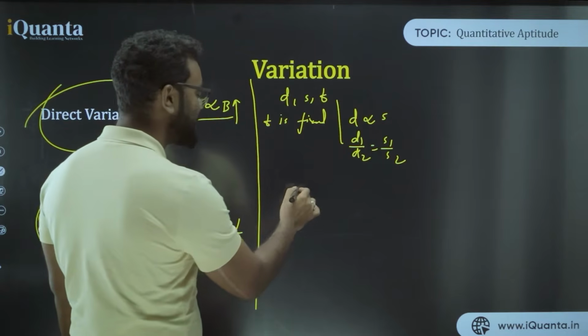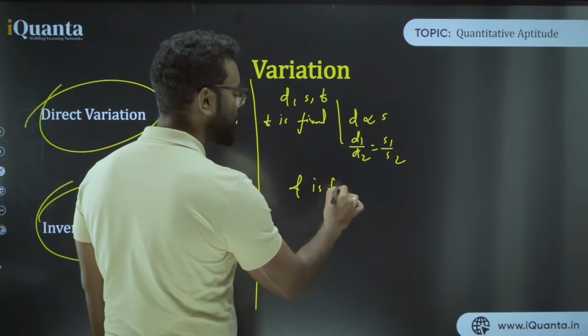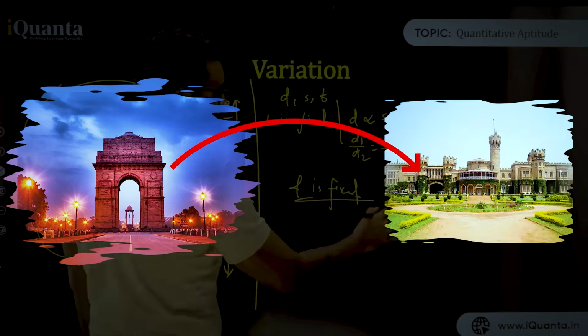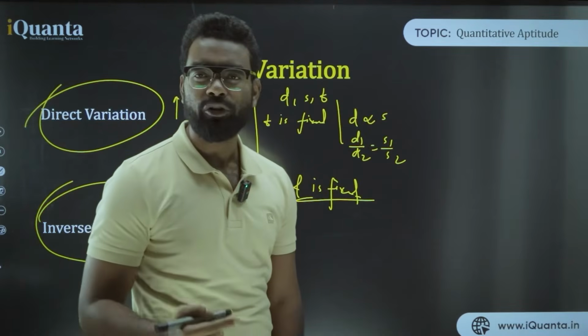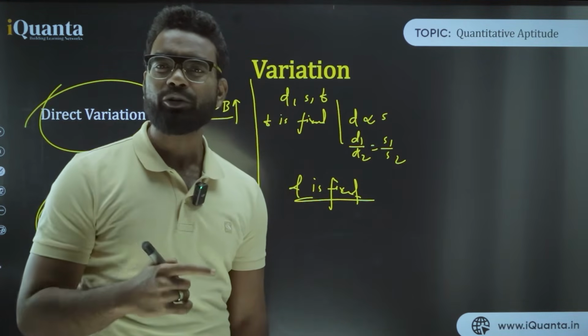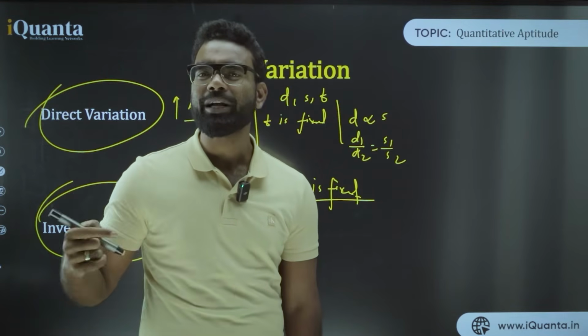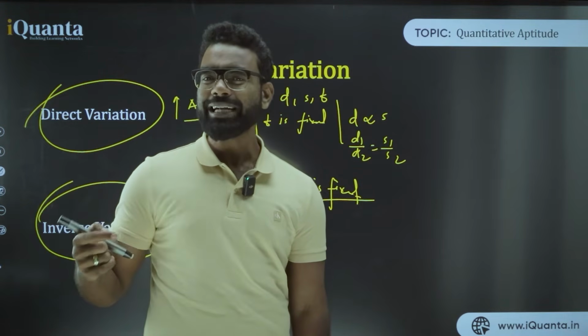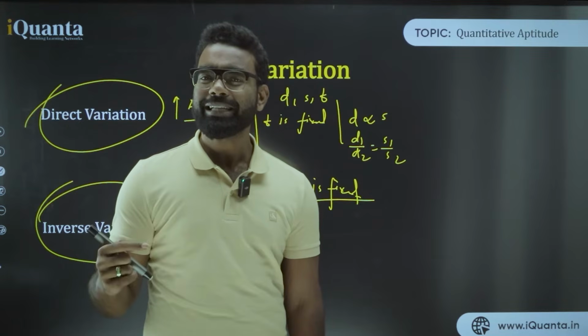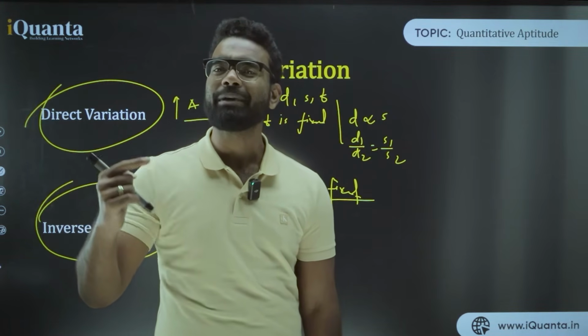But think about it now, the distance is fixed. Let's say I am going from Delhi to Bangalore. So the distance is fixed. If I go by flight, I'll take less time. If I go by train, I'll take more time. Why am I taking less time by flight? Because in a flight the speed is more. So the speed is more, the time taken will be less.